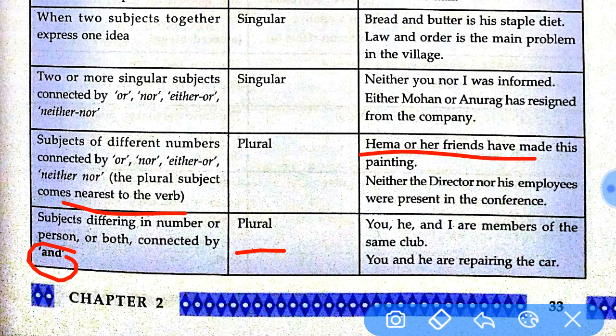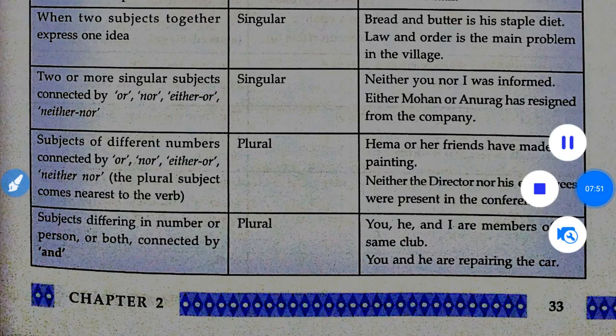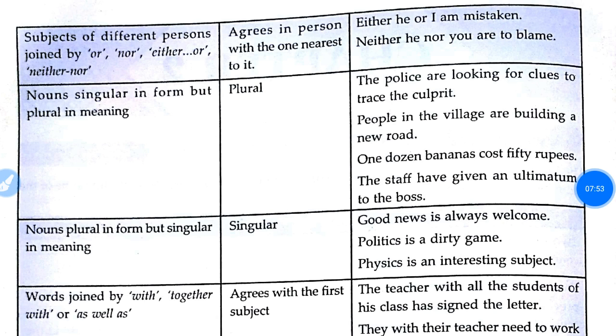You, he, and I are subjects differing in number or person or both connected by "and", so we have a plural form. See, you, he, and I. So let's move to the next rule. We have here the next one.